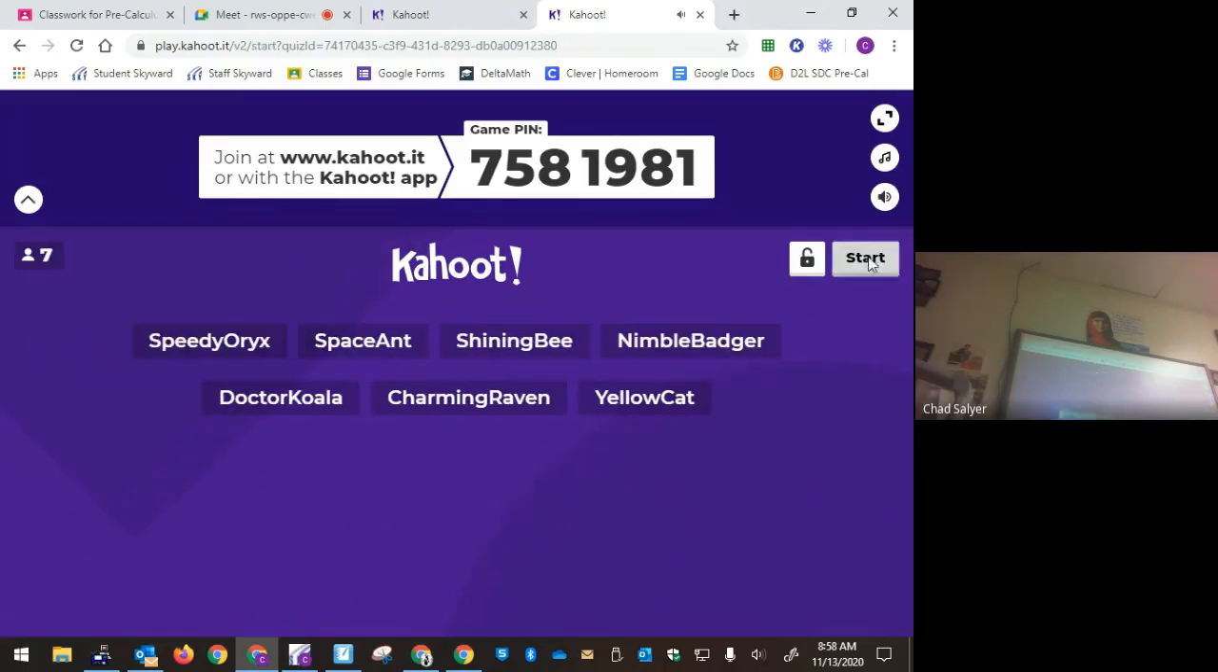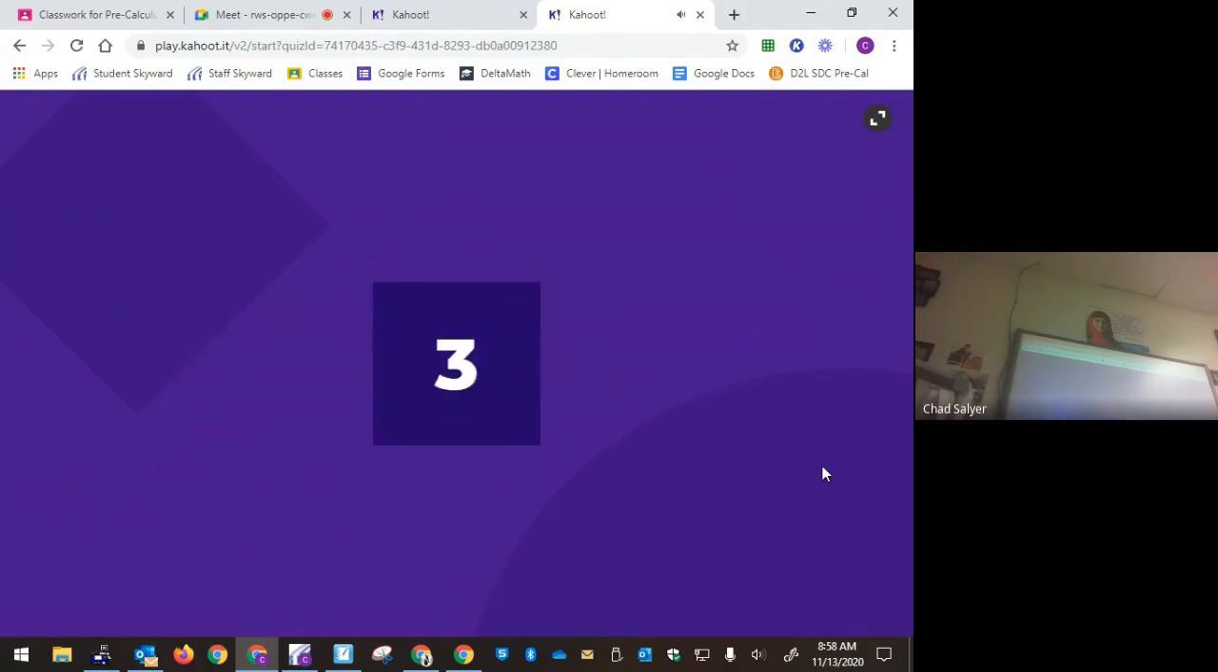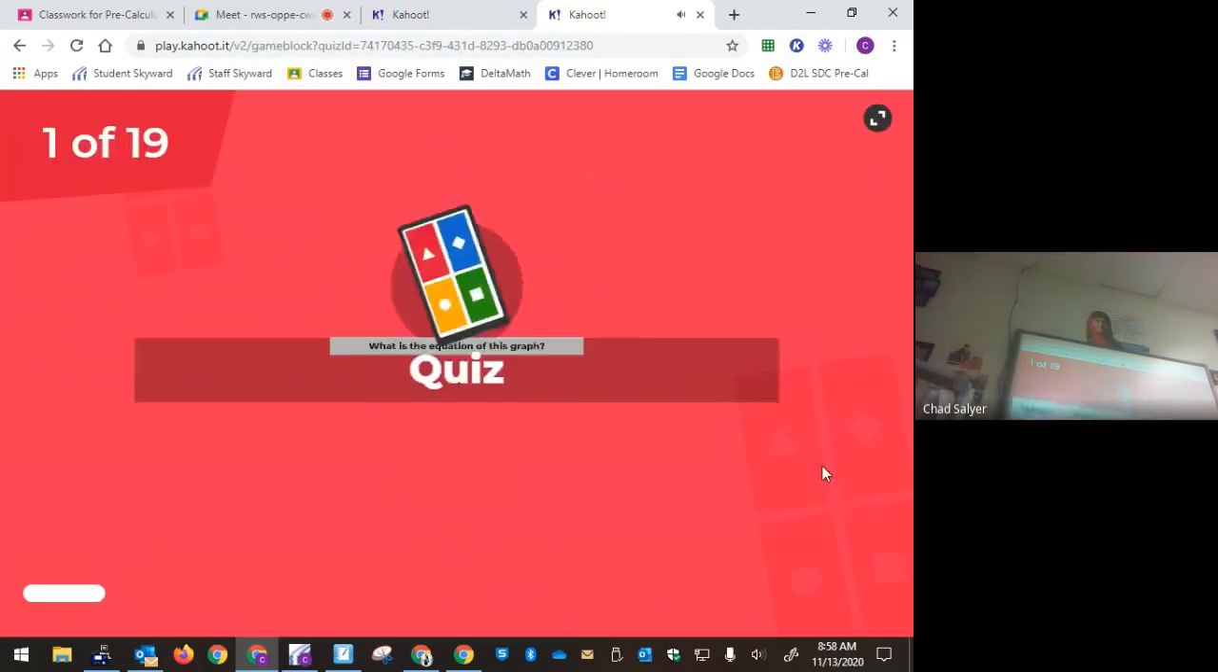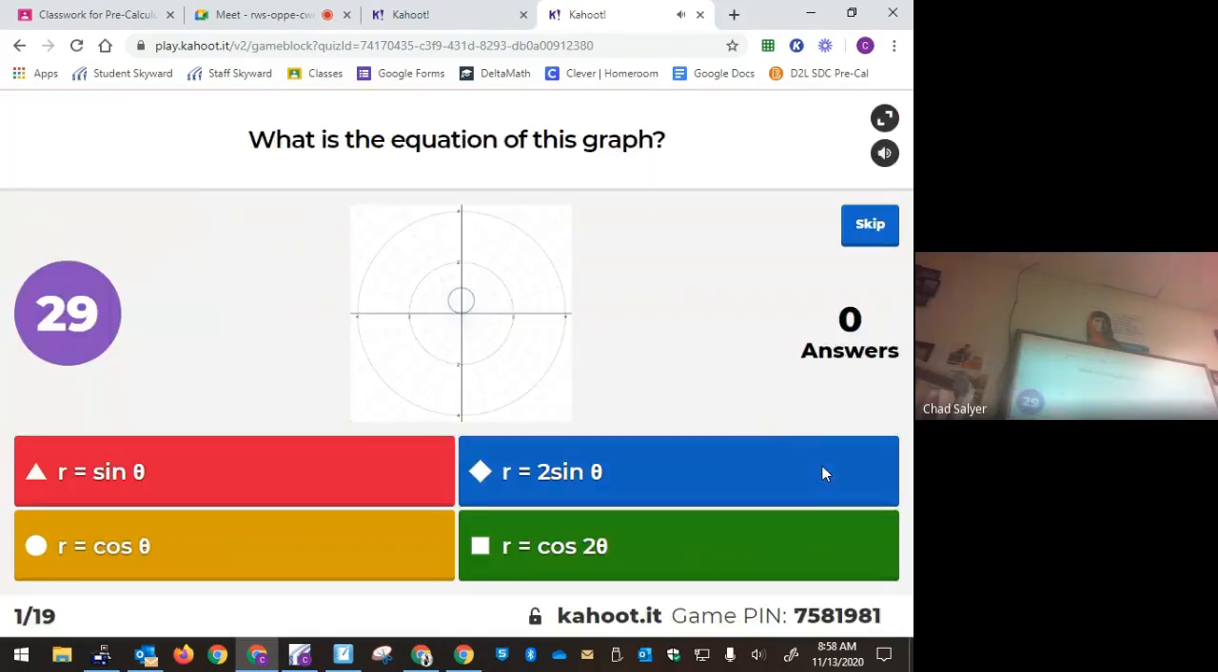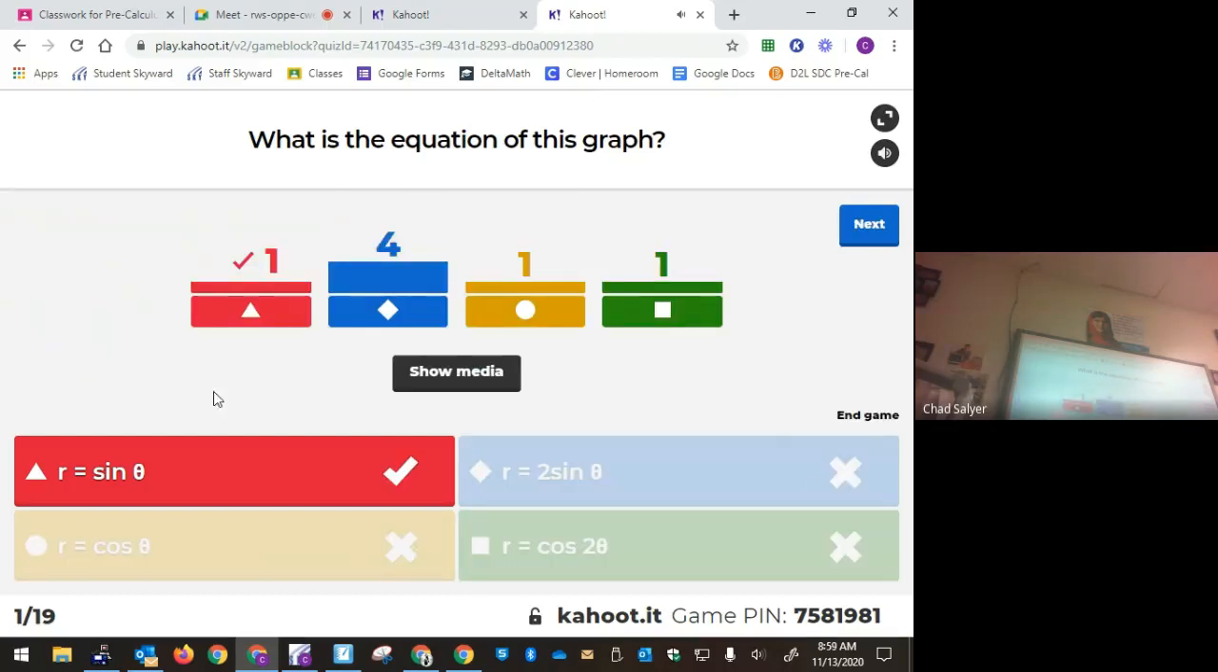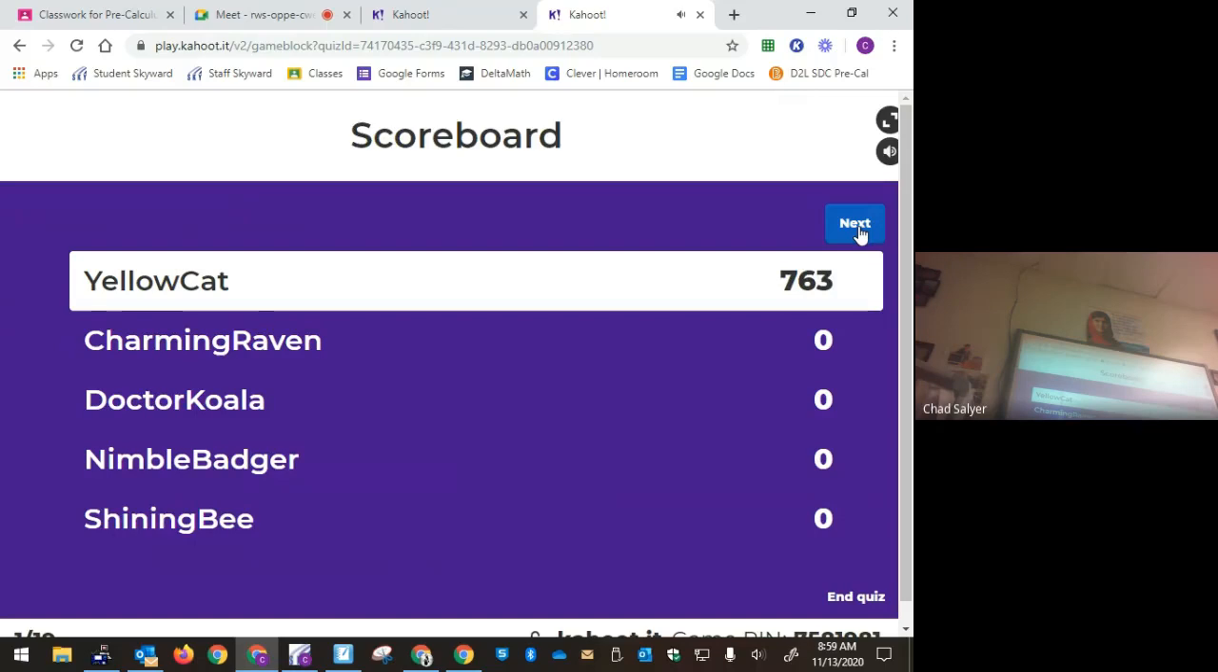All right, here we go. Graphing polar equations. You might want to have a calculator handy. Is this for a grade? For a bonus. I'll give you a bonus on the homework. That circle is 2 units, by the way. The concentric circle, this is 2 units, this is 4. Somebody got it right. Good job, Rachel. Big lead for yellow cat.